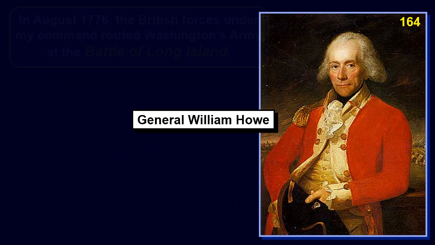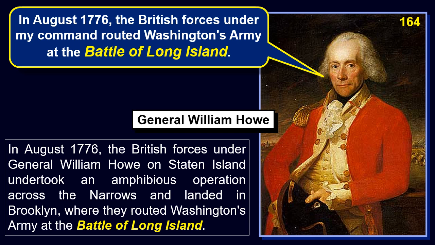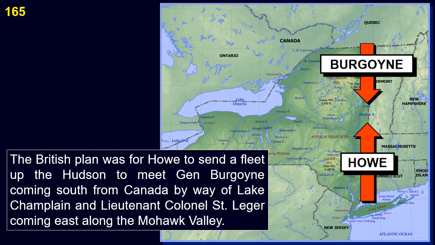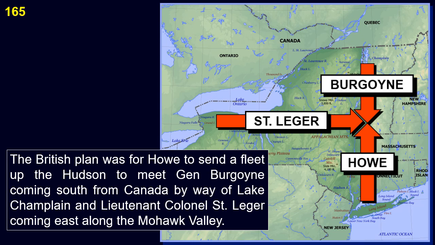In August 1776, the British forces under General William Howe on Staten Island undertook an amphibious operation across the Narrows and landed in Brooklyn, where they routed Washington's army at the Battle of Long Island. The British plan was for Howe to send a fleet up the Hudson to meet Gen. Burgoyne coming south from Canada by way of Lake Champlain and Lieutenant Colonel St. Leger coming east along the Mohawk Valley.